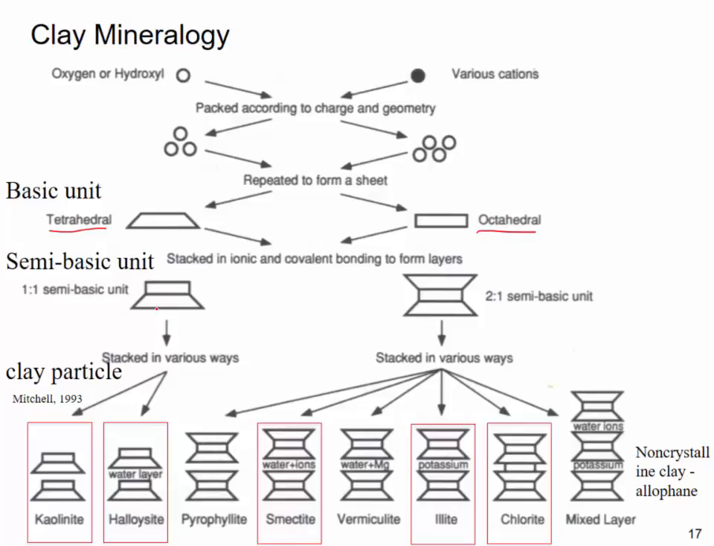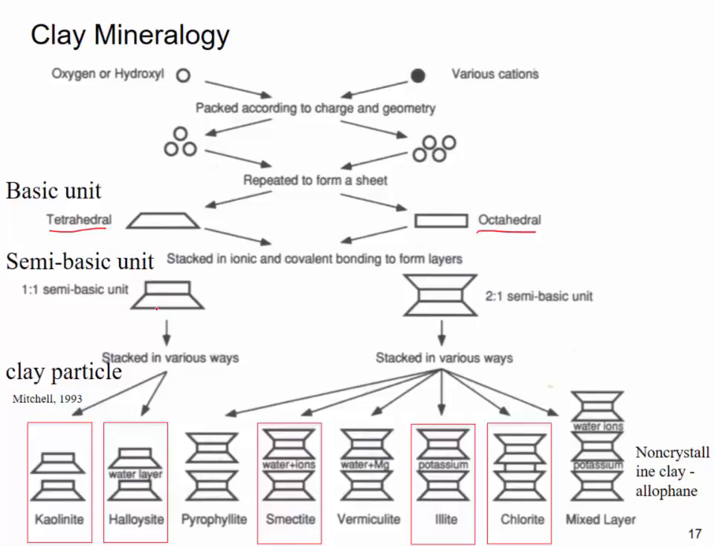Depending on the manner of how they stack, you have a different clay mineralogy. If you have a one-to-one mineral, it could be a kaolinite. If you have a two-to-one mineral, so you have one tetrahedral sheet, one octahedral sheet, and the other tetrahedral sheet, then it could be a montmorillonite. So these are the typical clay minerals that we encounter in the field.